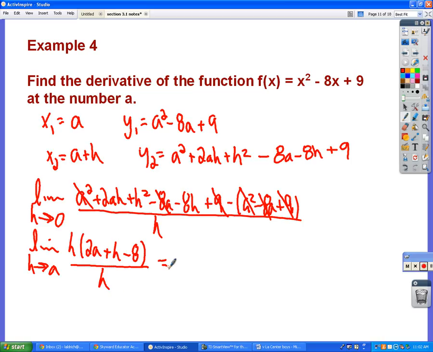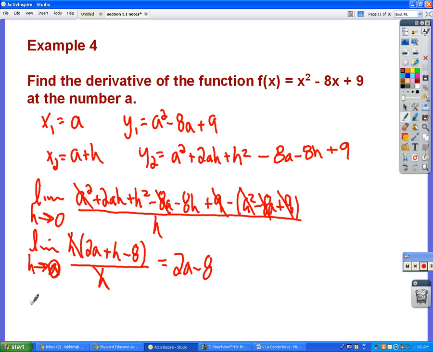So the h's cancel, and then plug in 0 for h, so I'm left with 2a minus 8. Why did you put h versus a? It's not 0 for a, it's 0 for h, right? Oh, sorry. Oh my gosh, that would be confusing. That's 0. Yeah, we're using both definitions.